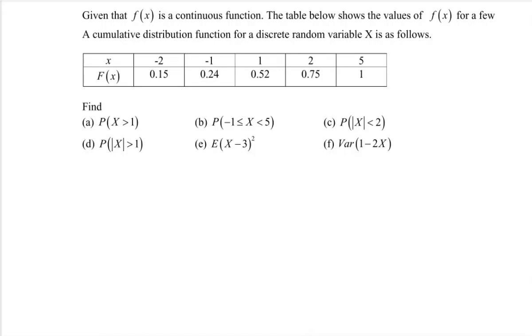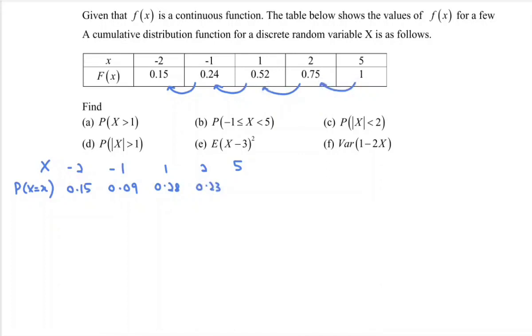Next, refer to E and F. We are interested in expected value and also the variance. What we have to do is to find the probability, not the cumulative distribution function. So random variable x takes the values -2, -1, 1, 2, and also 5. Next is to find the probability and not the CDF. In order to find the probability, what we have to do is subtract. So here we have 0.15. In order to find the -1, we have to subtract this part, then we have 0.09. Continue, subtract this part, then we have 0.28. Continue, subtract this part, then we have 0.23. Finally, subtract this part, and we have 0.25.